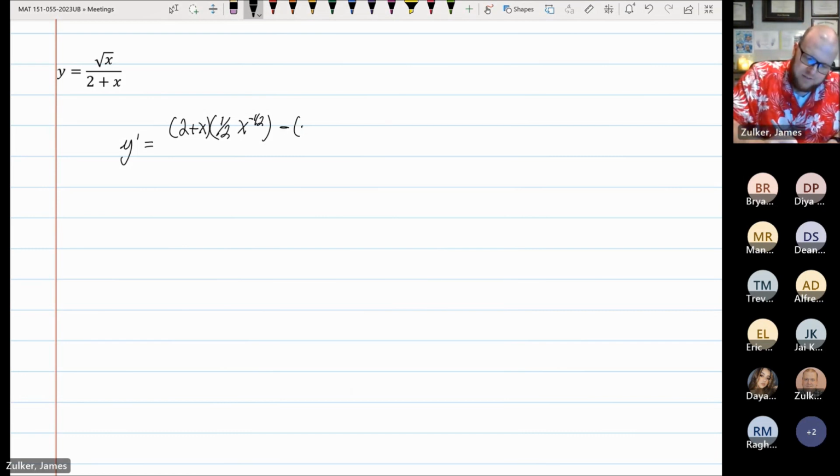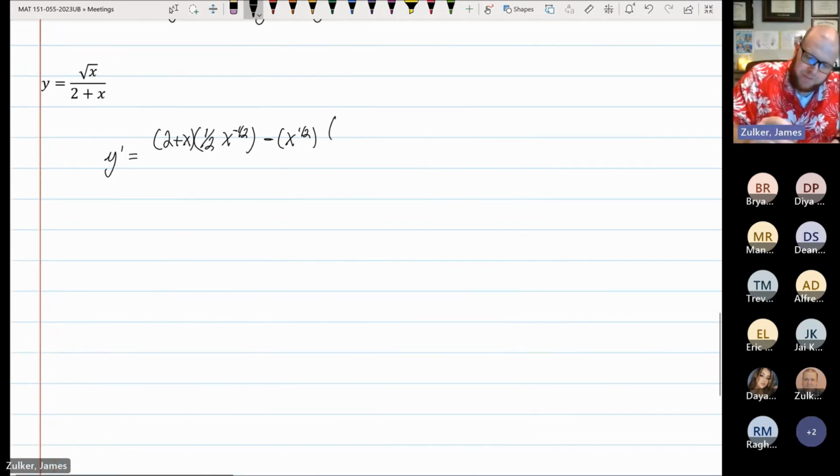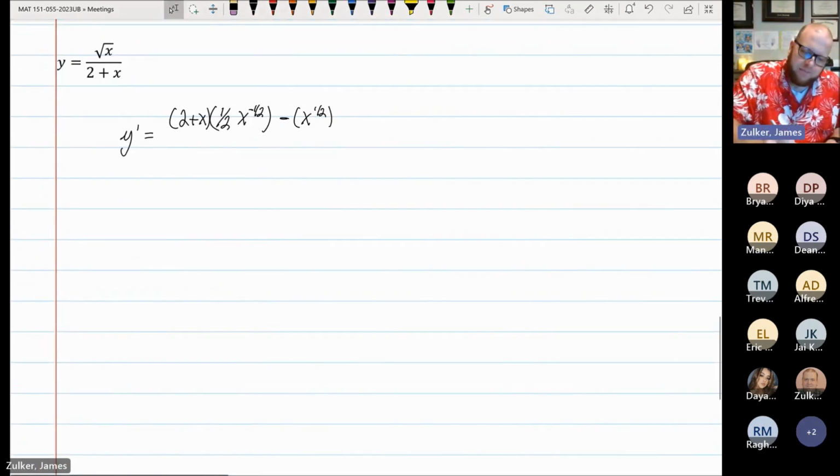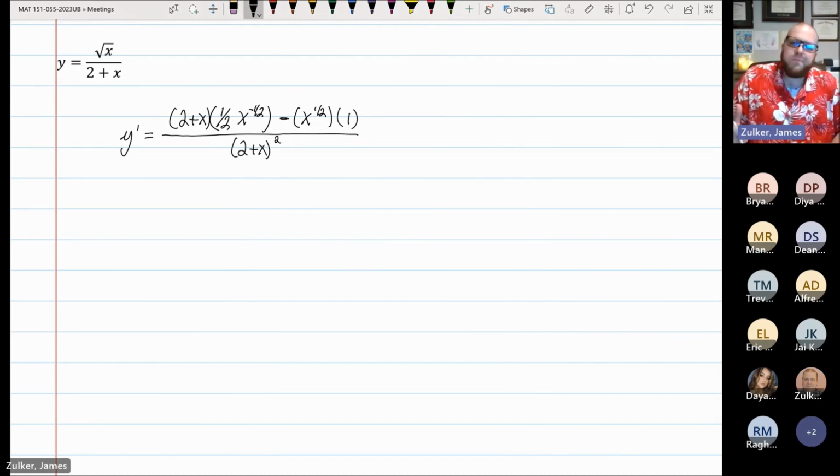Minus, I'm going to write it this way. Numerator, x to the half, times the derivative of the denominator. Derivative of 2 plus x. That's actually very simple, right? Derivative of 1. All over the denominator squared.